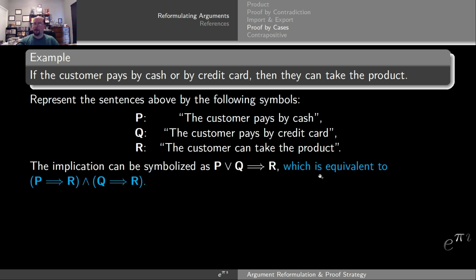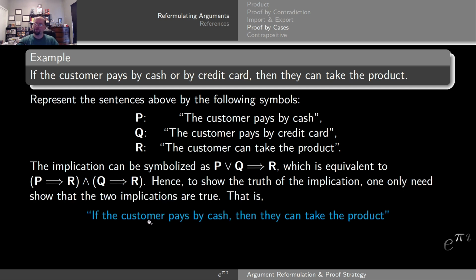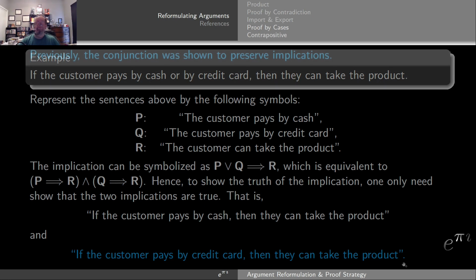Now, we know now that this is actually equivalent to P implies R conjunction Q implies R. So to show the truth of the original sentence, the original implication, all I need to do now is show the truth of the two individual implications, that is, the two cases. That is, I need to show that if the customer pays by cash, then they can take the product, and also, if the customer pays by credit card, then they can take the product also.